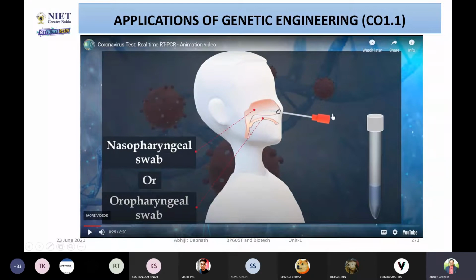So this thing is also very important for you. There is something called nasopharyngeal and there is something called oropharyngeal. Naso means nose, so from this area they'll collect, and oro means here, from the mouth they will collect.